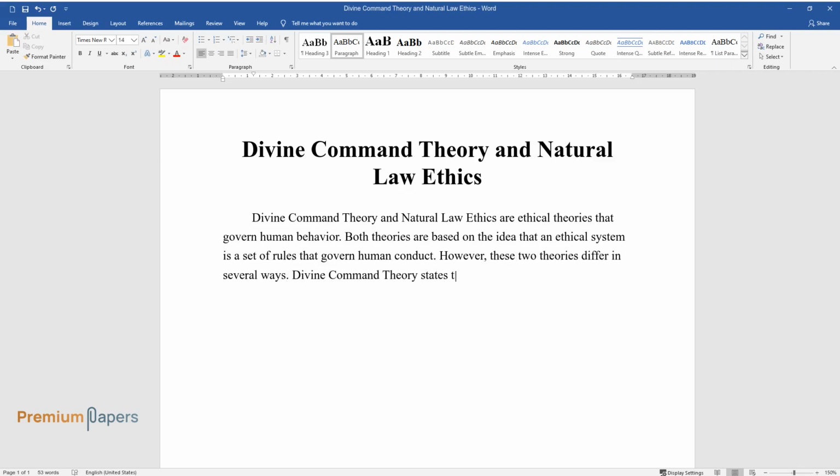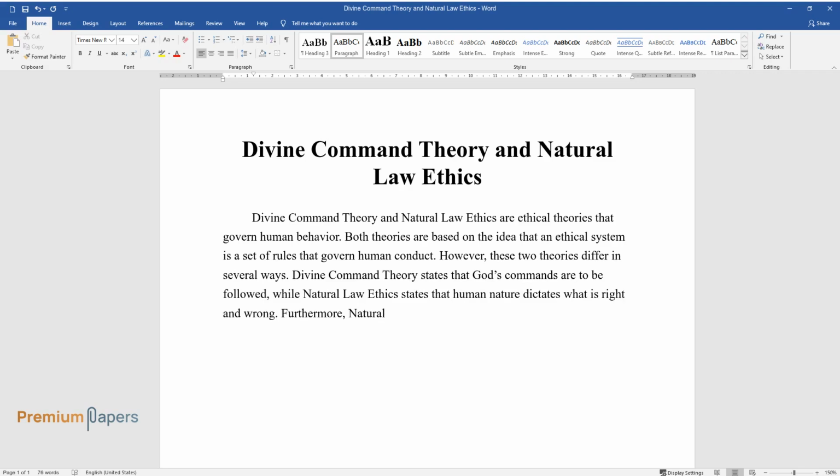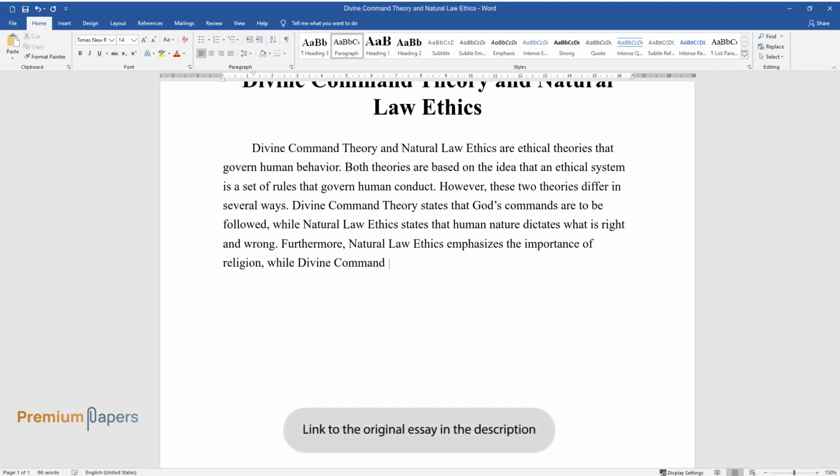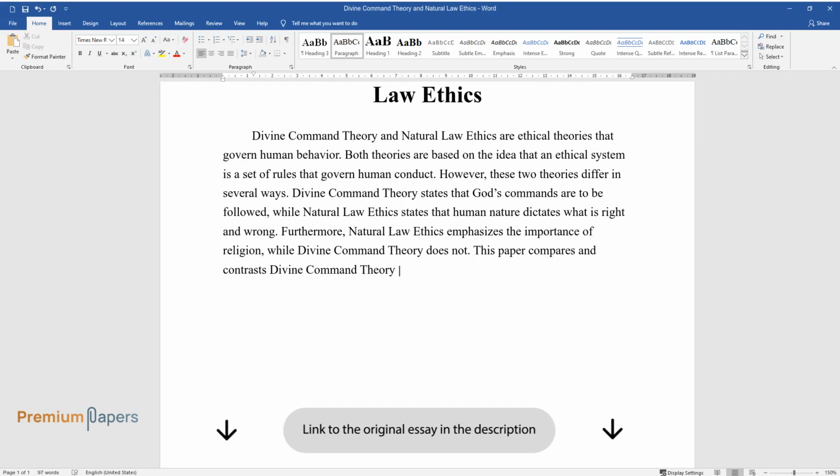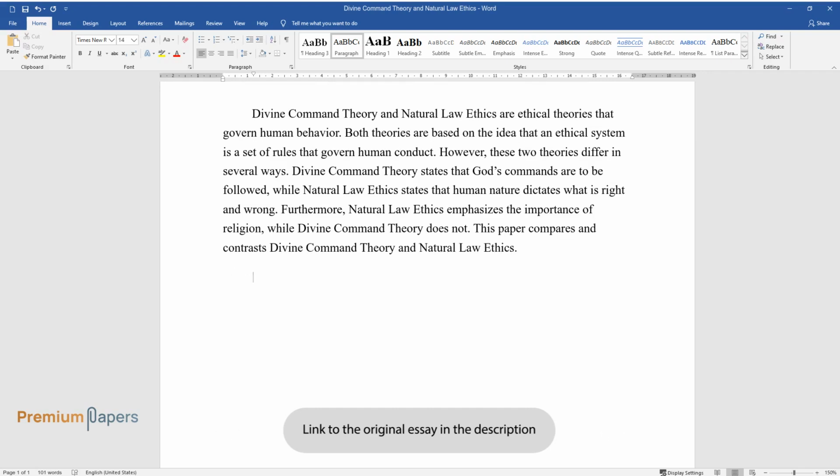Divine command theory states that God's commands are to be followed, while natural law ethics states that human nature dictates what is right and wrong. Furthermore, natural law ethics emphasizes the importance of religion, while divine command theory does not. This paper compares and contrasts divine command theory and natural law ethics.